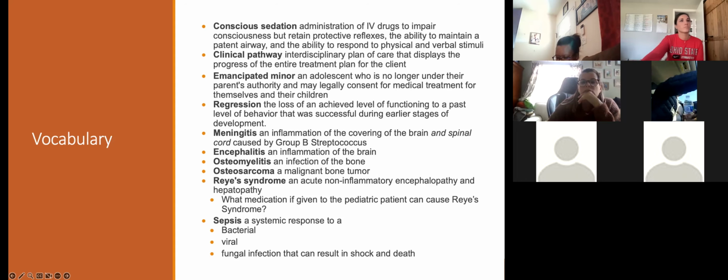And then this week we covered the rest of the vocabulary. So meningitis is going to be an inflammation of the covering of the brain and the spinal cord, typically caused by group B strep. So brain and spinal cord are going to be meningitis. If we're talking only about inflammation of the brain, that is going to be encephalitis. So brain only is encephalitis. If we have an infection in our bone, that's going to be osteomyelitis. And then an osteosarcoma is going to be a malignant tumor in our bone.